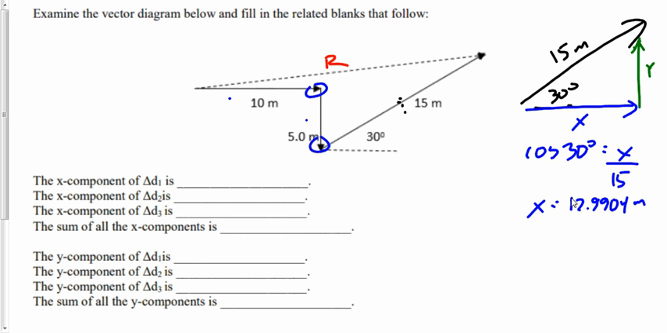Now let's find the y component. The y component is the opposite side. We have the hypotenuse, so let's say sine 30 degrees is equal to opposite y over 15, which is the hypotenuse.